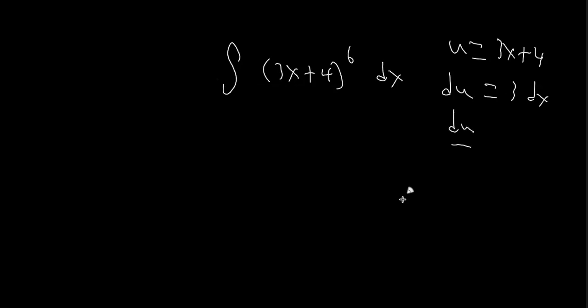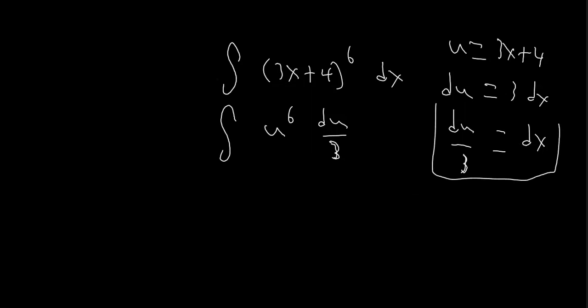And then we can rewrite this as du over 3 is equal to dx, and then we're done for writing the du. Now we can rewrite this whole integral as u raised to the 6th power du over 3. And we can write du over 3 because we're just replacing dx with du over 3, and we can do that because of this equation right here. Now, we can write this even more simply according to our integral rules by putting the 1/3 outside the integral. So now it became even simpler.